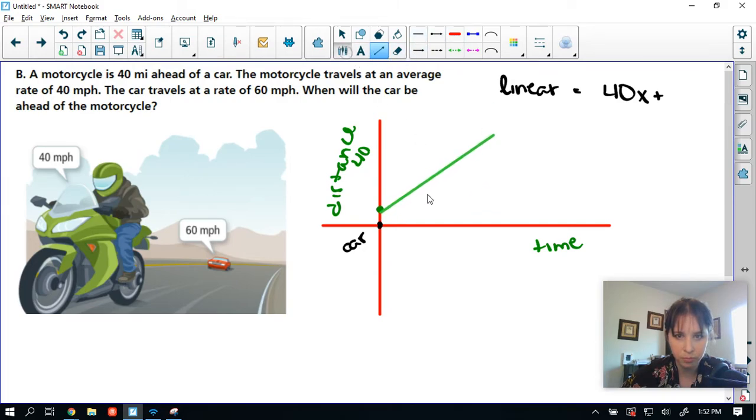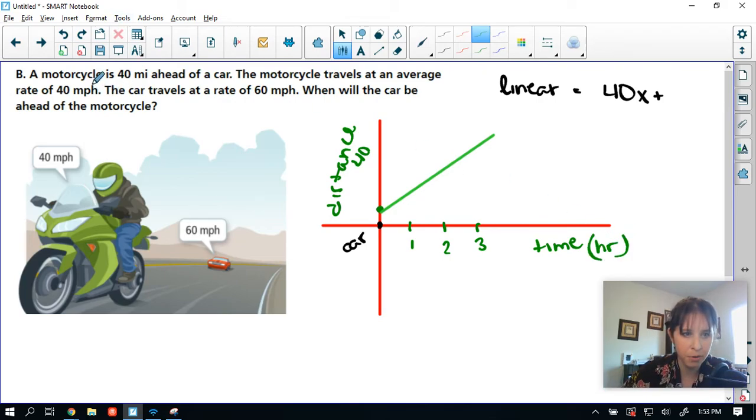So this is 1, 2, 3, and this is in hours. And I could tell this is hours because my rate is 40 miles per hour. Then this point would be 80. This point would be 120. This point would be, did I do that? 160, I believe. All right.